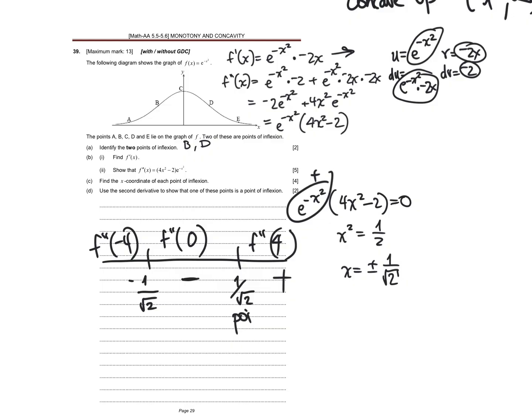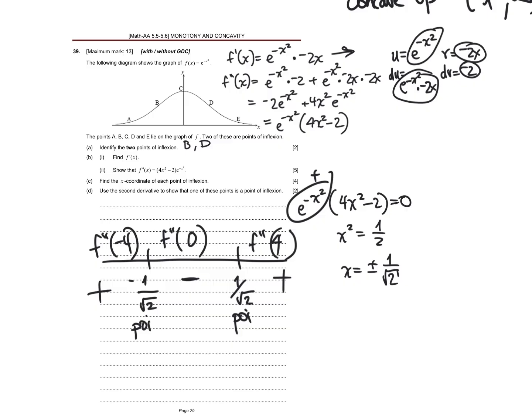And then if we sub in negative 4, we're also going to have a positive. So I think what the question is saying is, just show that one of these points is a point of inflection, because they're both points of inflection.